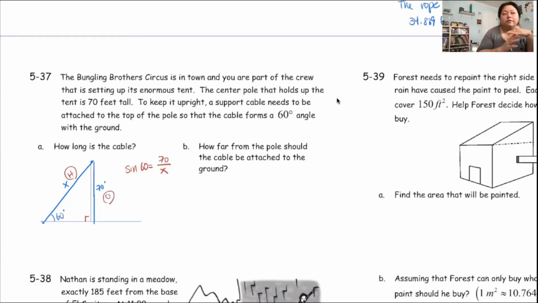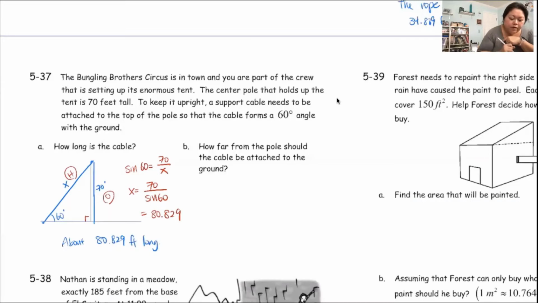Again, because we're not solving for a missing angle, we're not going to use inverse. And because our variable is on the bottom, we're going to swap the denominator with sine 60. So x equals 70 over sine of 60. So 70 divided by sine of 60, you get 80.829. So that cable must be about 80.829 feet long. Okay, so about. You always say about because it's not exact. You had to round and you had to chop off some of those decimals.